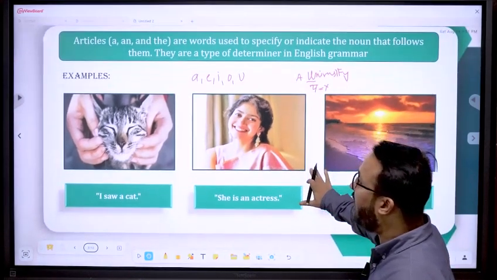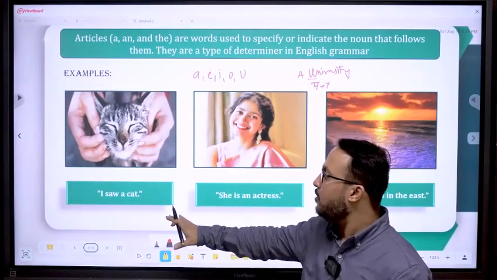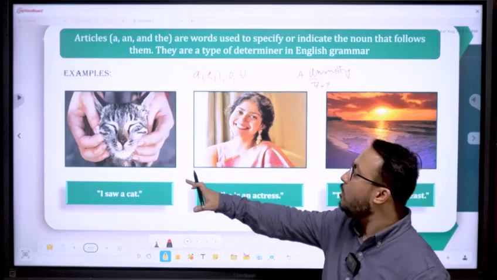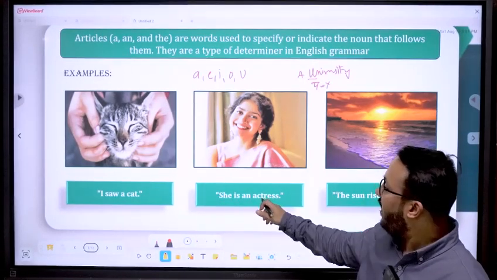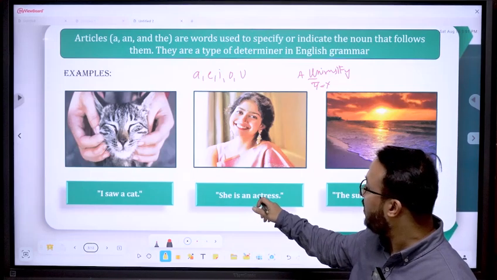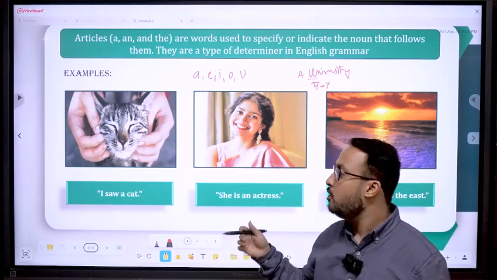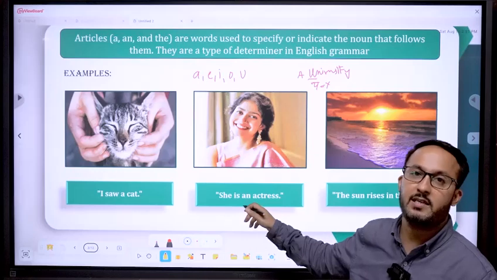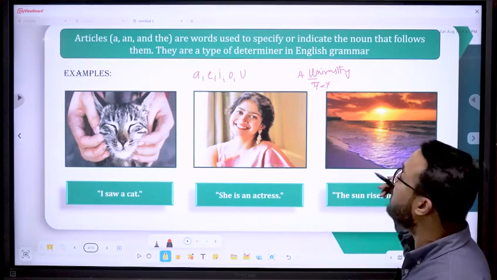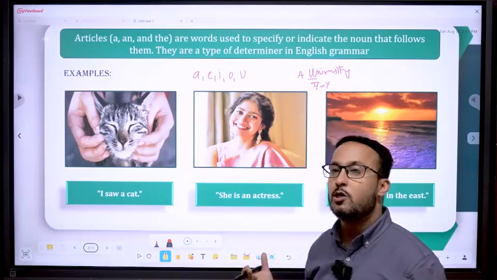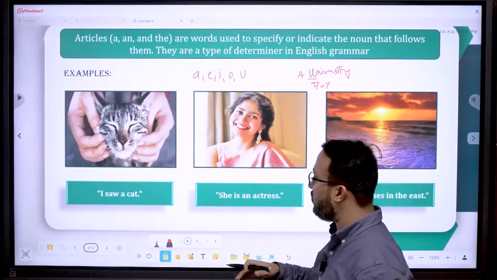Now we can see the slide: I saw a cat, right? So a is mentioning one. She is an actress. Like I have told you, if there is any word starting with a vowel, you would be using an before that. She is an actress. Apart from that, the sun rises in the east. The sun is very powerful and unique, so before that we are using the over here.